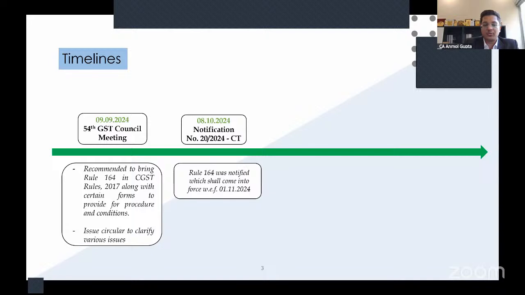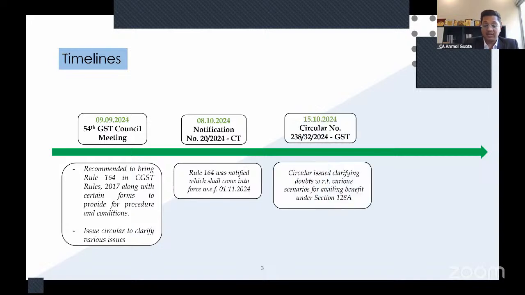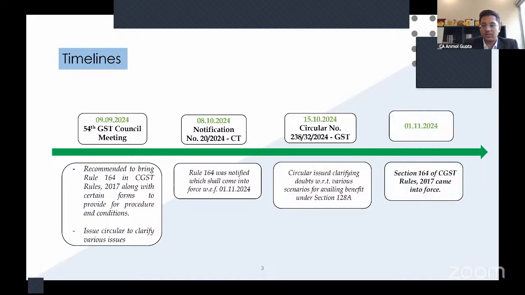So to give effect to the 54th GST Council meeting recommendations, notification 20 of 2024 brought Rule 164, and it notified that it will come into effect from 1st of November 2024, and a very, very important circular, circular number 238 of 32 of 2024, was issued on 15th of October 2024. So it is very important. Please note down this circular number 238 of 32 of 2024.